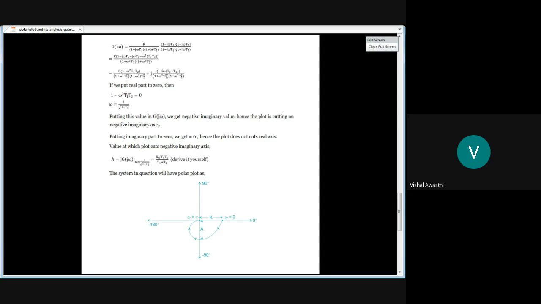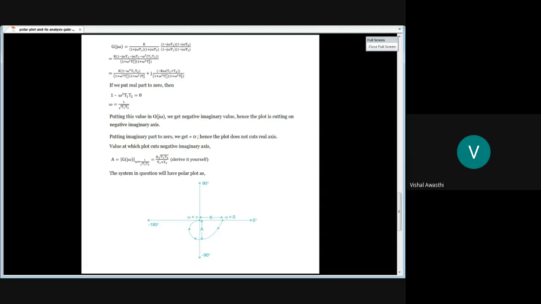Similarly, when you take omega is equal to 1 upon under root t1 t2, and if you consider its angle, the real part is 0, imaginary part is something, so angle becomes tan inverse something upon 0. It means tan inverse infinity. Of course, this is the denominator, the angle becomes minus 90 degree.